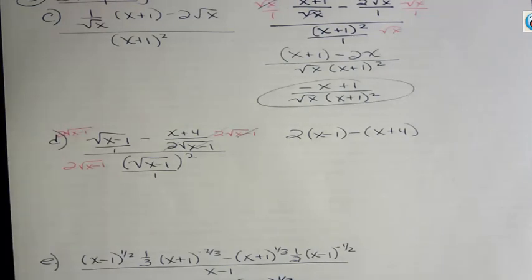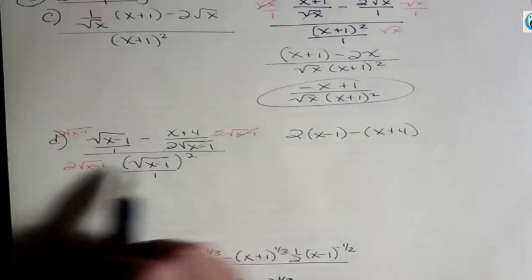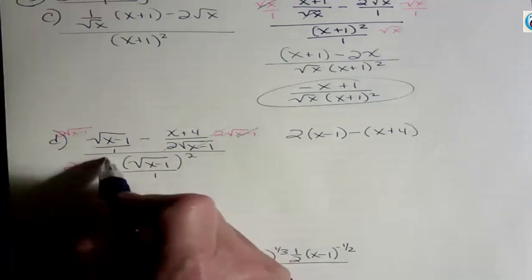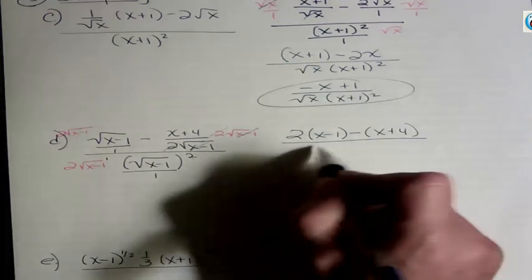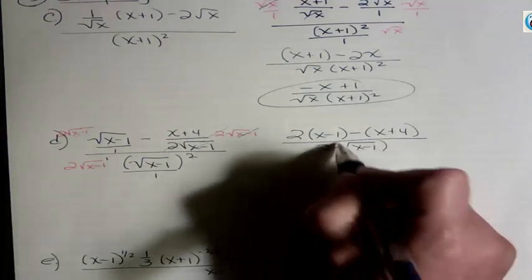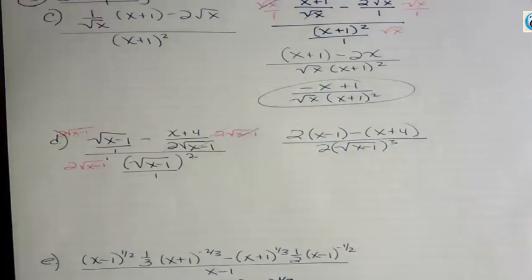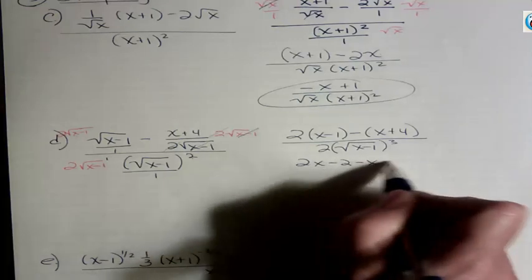I know I could simplify this, but I'm just going to leave it like this because I want to show you that I have one of those and I have 2 more. So you should be able to follow that I have then the square root of x minus 1 to the 3rd power, okay? Because I had 2 and I have 1 more. On the top, I get 2x minus 2 minus x minus 4.